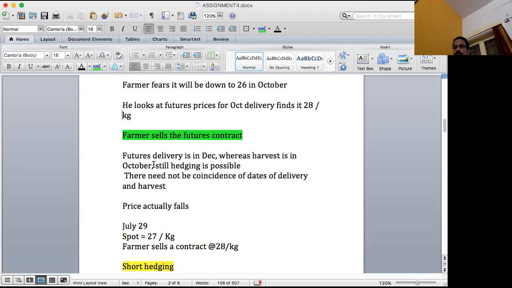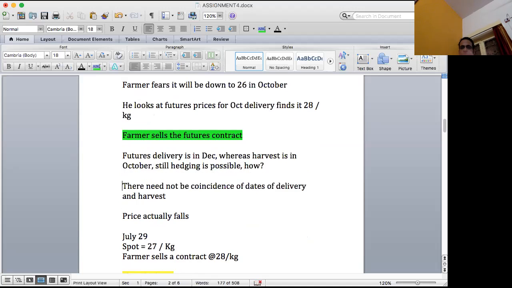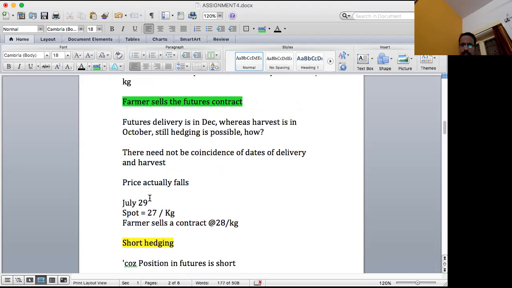So how will this work? He will be able to deliver to the futures buyer at the rate of 28 in December and still be able to hedge. The question is how he will be able to hedge. There need not be a coincidence of the dates of delivery and the harvest. He finds that the price falls in July. It was 29. On 29 July, it is 27, and he sells a contract at 28.